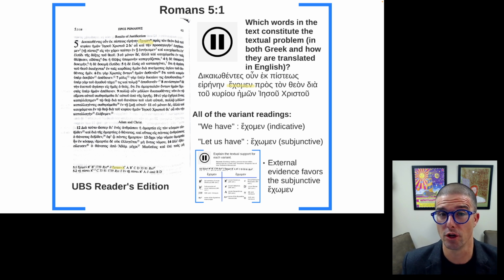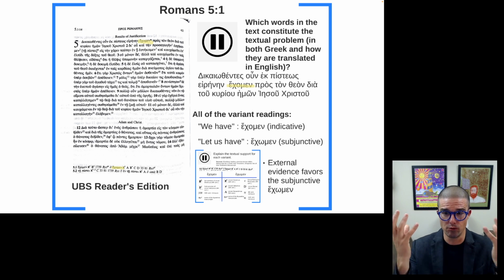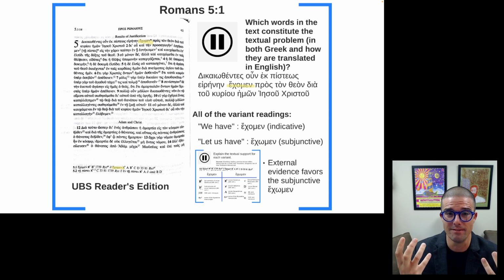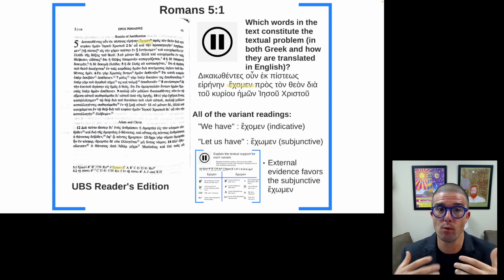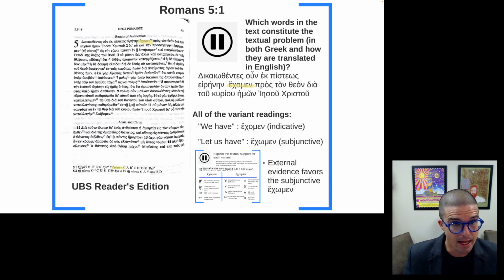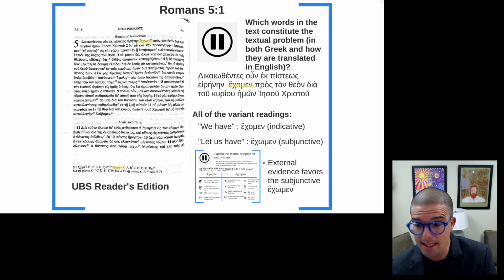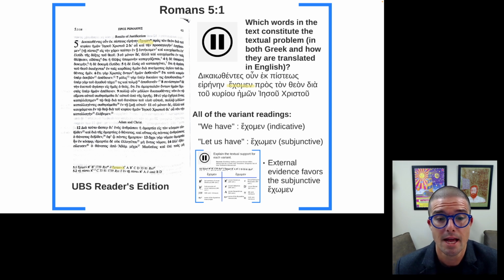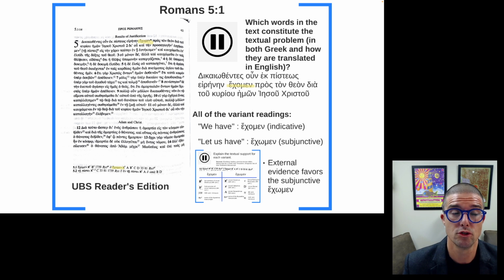But another part of weighing textual problems is to look at the so-called internal evidence, why these changes might have happened. Then you weigh both the external evidence and the internal evidence, and decide based on all of that weight what you think the best reading is. In this case, the editors of the UBS have decided that the indicative is the best reading, probably or mostly on account of internal evidence. Later on in this course, when we engage part 2 of doing textual criticism, we'll practice weighing internal evidence, and we'll look back to this same verse and look at why these editors decided, despite the external evidence of these manuscript witnesses, that the indicative was the best reading to print in the main text of the Reader's Edition.